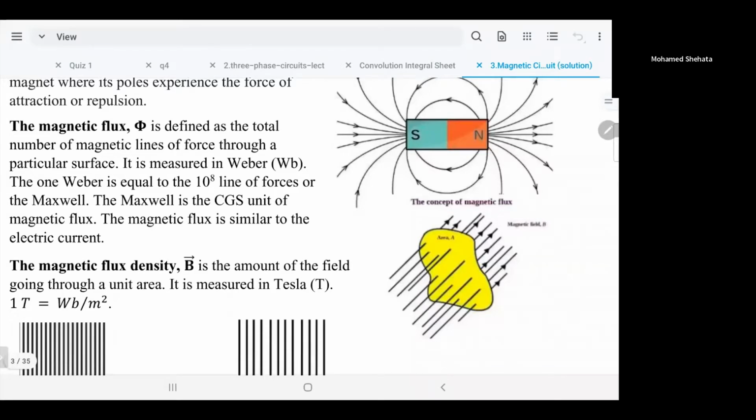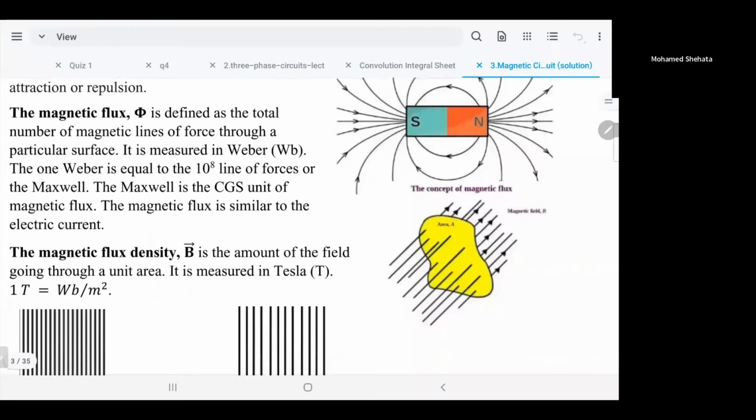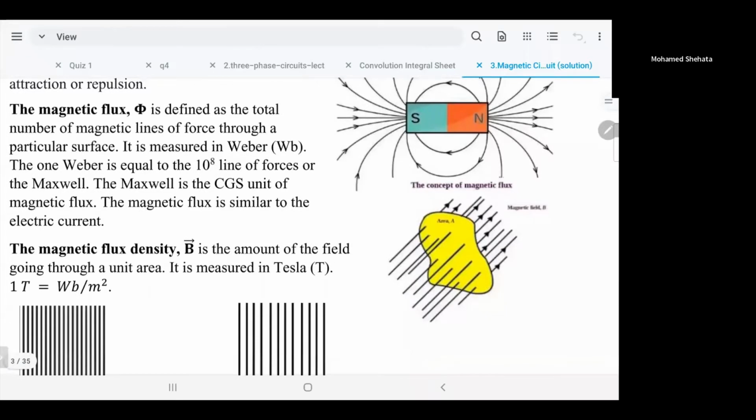If you have this table, when you have the direction upward, you see P dot A. So why am I saying P dot A? So we can find the flux.